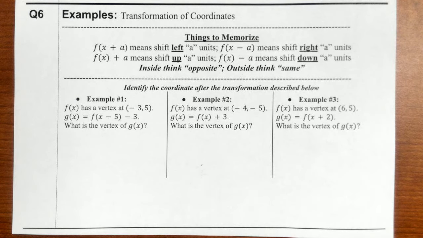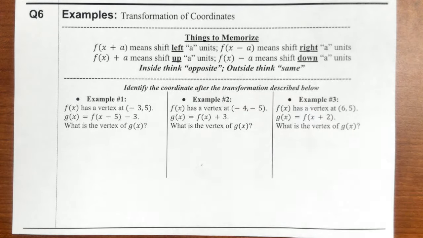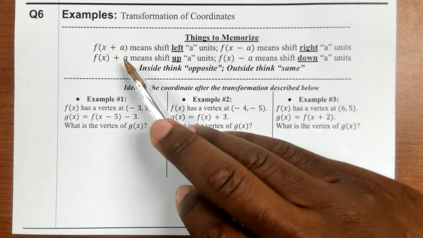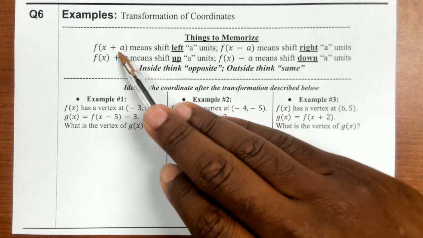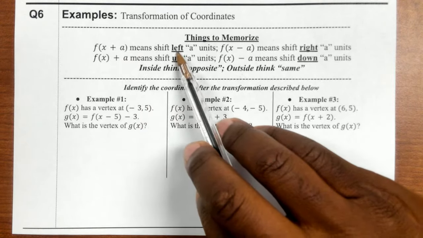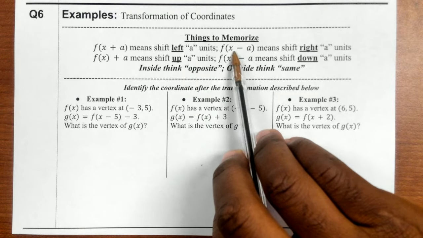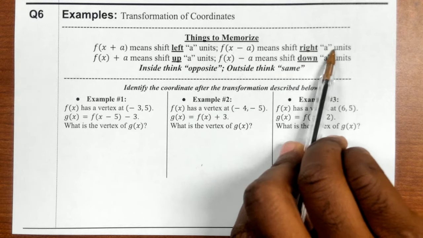Question number six wants us to evaluate the transformation of coordinates. When doing this, here's some helpful information. If you see a positive number with the x inside of the parentheses, that means you shift to the left. If you see a negative number beside the x inside of the parentheses, that means you shift to the right.